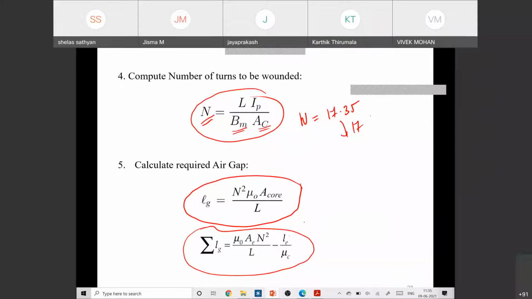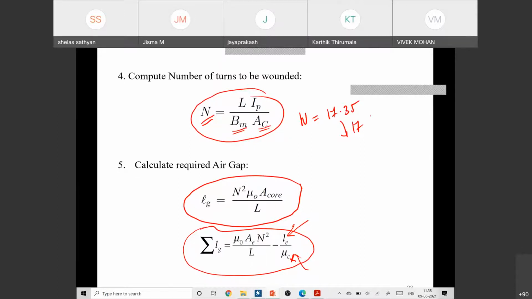l is the mean magnetic path length of the core. Mu c is the core permeability. Even though it is in millimeters, it does not make much difference if the required air gap is very small. But if you have a large air gap, this fringing effect cannot be neglected. We may include this fringing effect while calculating the air gap.